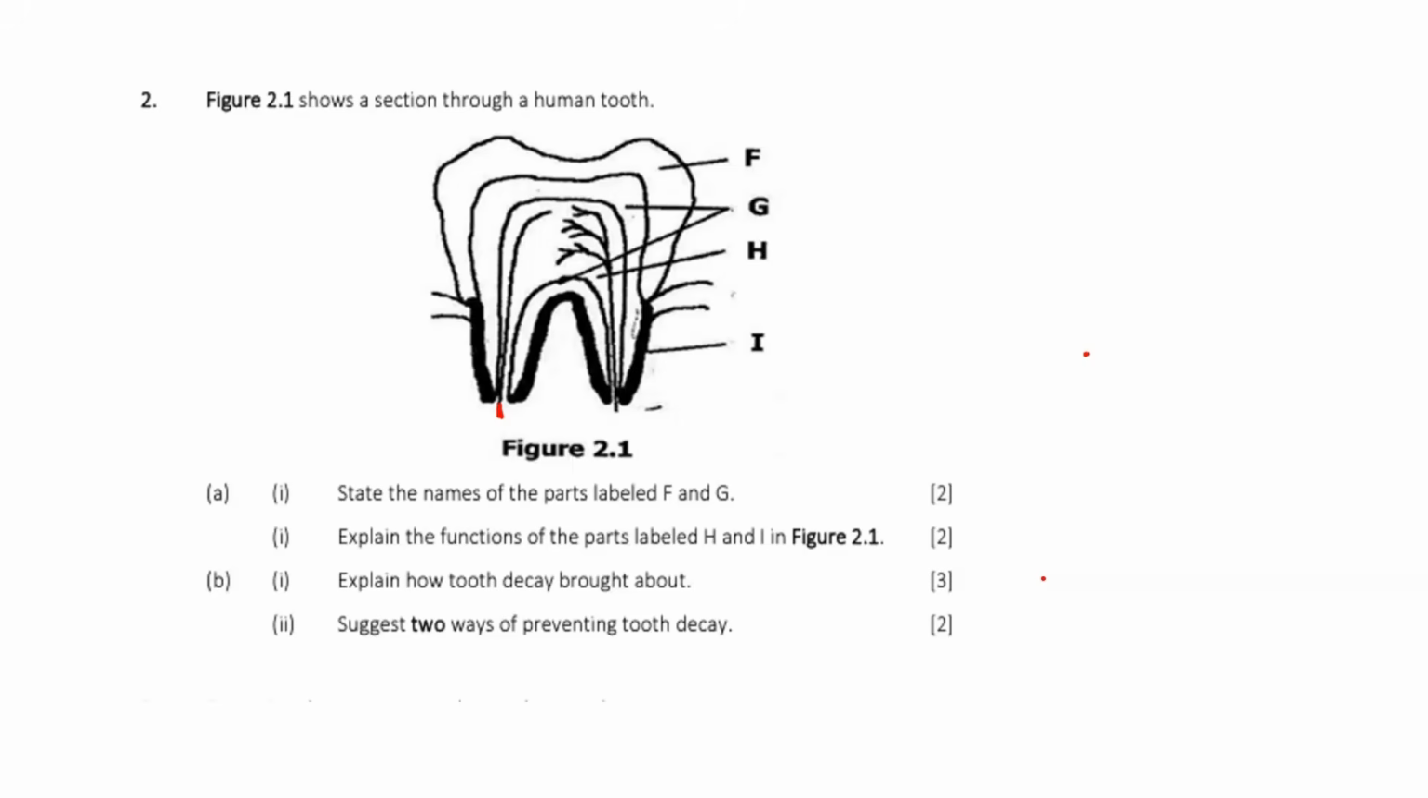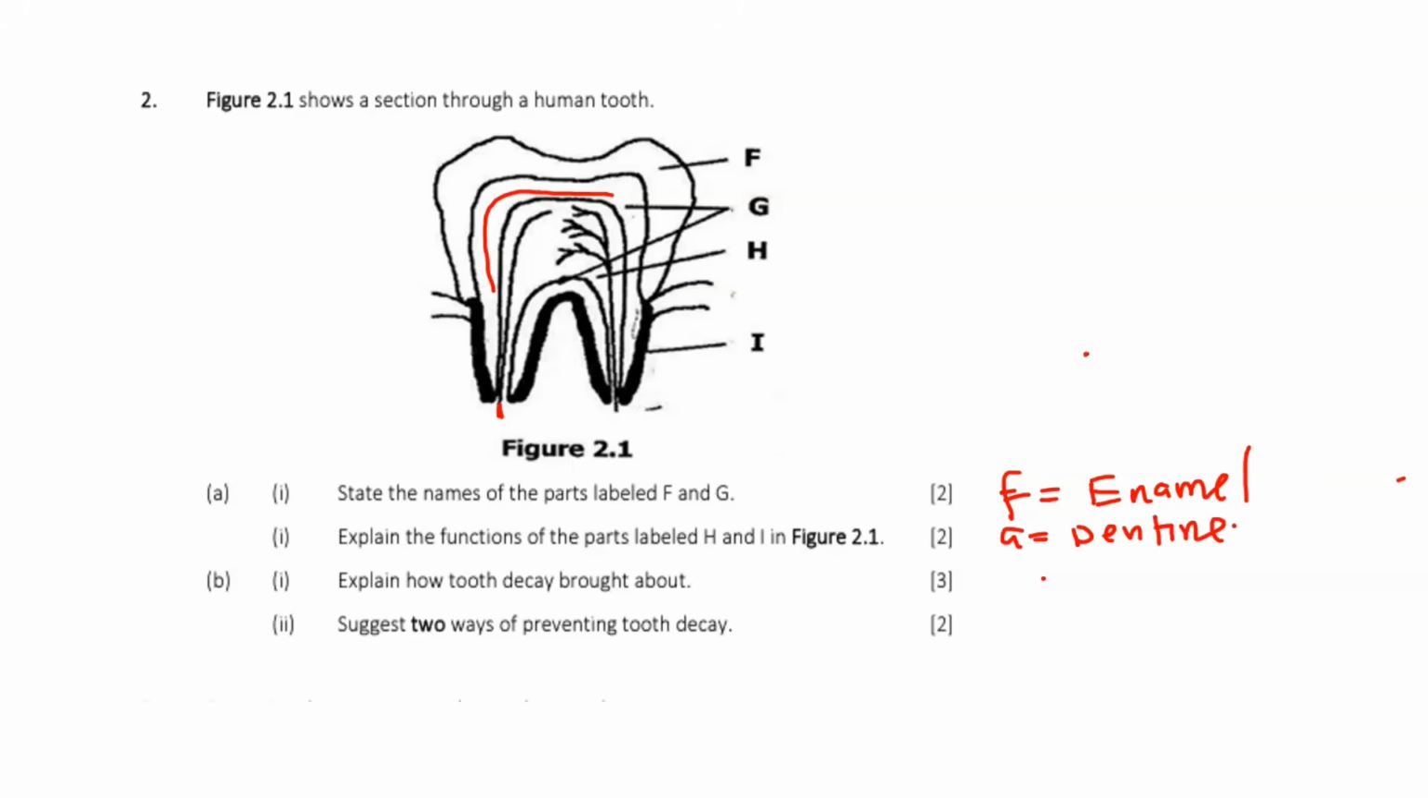So what is part F? Part F is the one that you are seeing right here, and this is the outer part of the tooth if we look at the structure. So this is called the enamel. Then, what about G? G is right here, the one that is after the enamel, and this is called the dentine. So G is dentine.